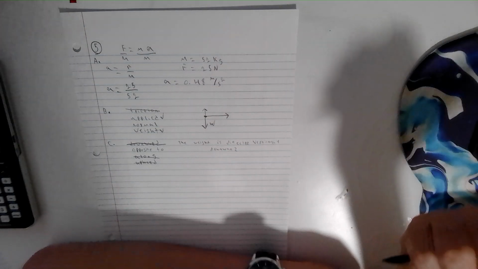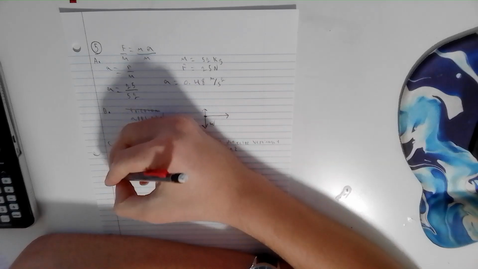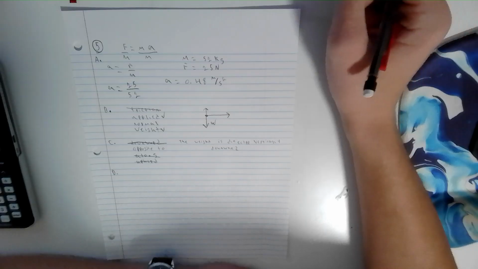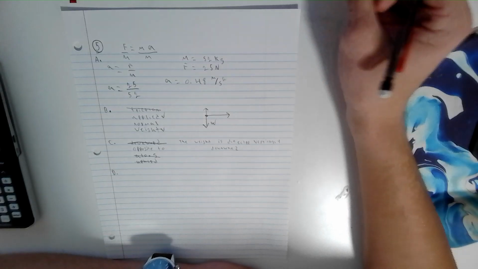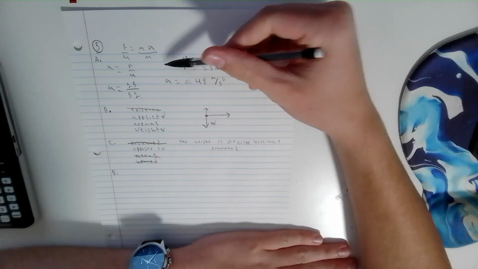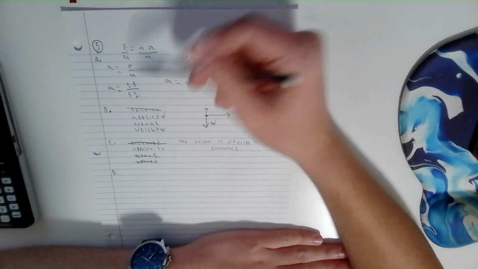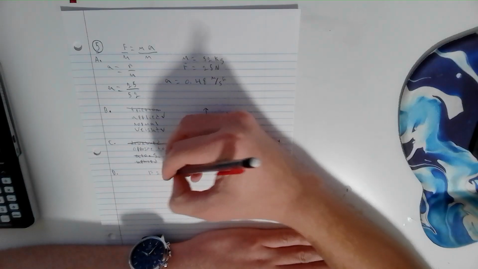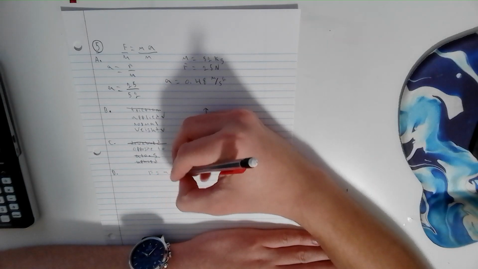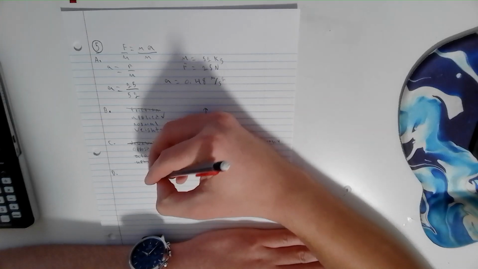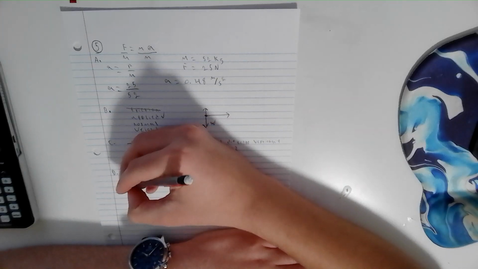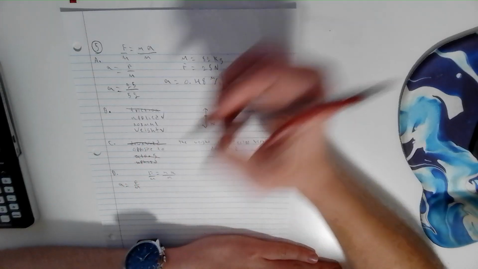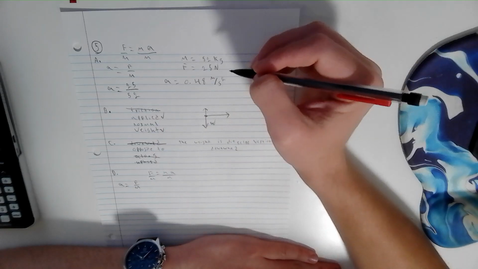All right, now for part D, we actually get to do some math. Part D says, what is the magnitude of the acceleration of the cheese? So it's going to be exactly like problem A. We're just going to have to solve for acceleration. We do that by taking the equation F equals mass times acceleration, dividing by mass, and then we get acceleration equals force over mass. And then we just have to plug it in.